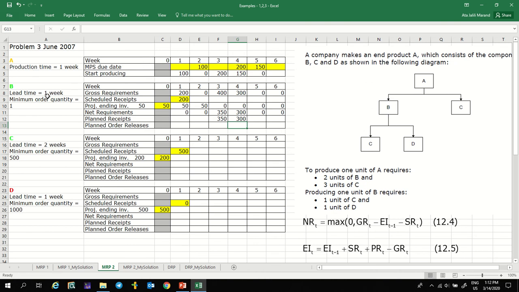And I know that the lead time is 1 week, so I need to place an order in week 2, an order of size 350, in order to be able to receive that order in week 3. And it is the same for week 4.